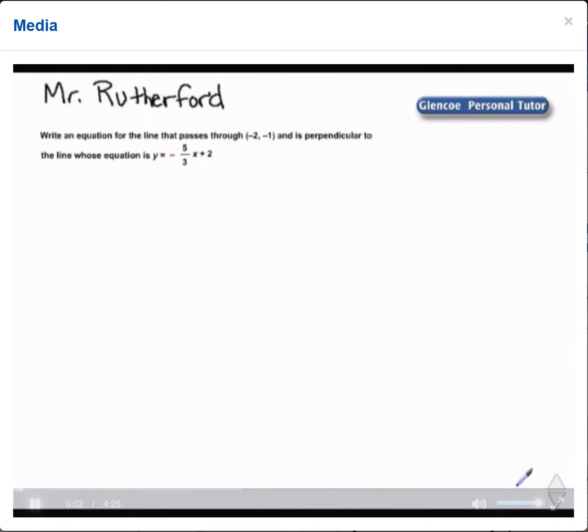In this problem, we will learn to write an equation of a line. Write an equation for the line that passes through (-2, -1) and is perpendicular to the line whose equation is y = -5/3 x + 2.